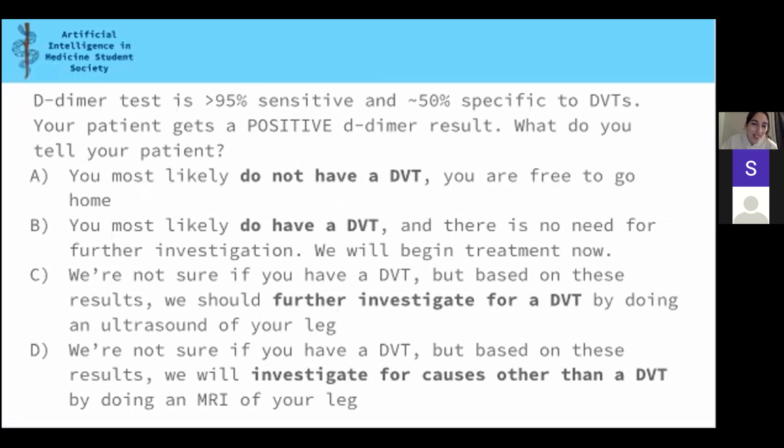Okay, if you haven't typed your answer in, type it in. Okay, nice. You guys are good. And yes, that's right. The answer is C. You'll tell her that we're not sure if you have a DVT, but based on these results, we should further investigate for a DVT by doing an ultrasound of your leg.